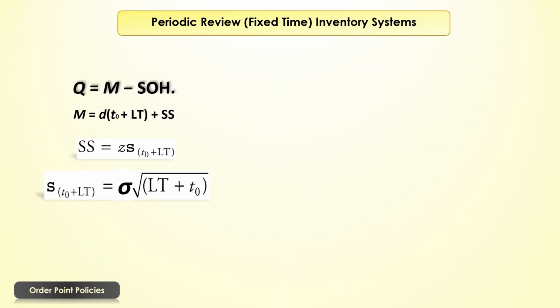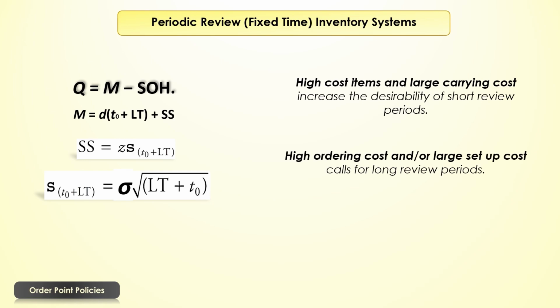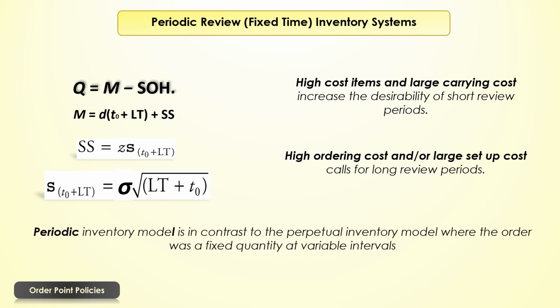It is said that high-cost items and large carrying cost increase the desirability of short review periods, while high ordering cost and or large setup cost calls for long review periods. So just to reiterate, the periodic inventory model is in contrast to the perpetual inventory model where the order was fixed quantity at variable intervals.